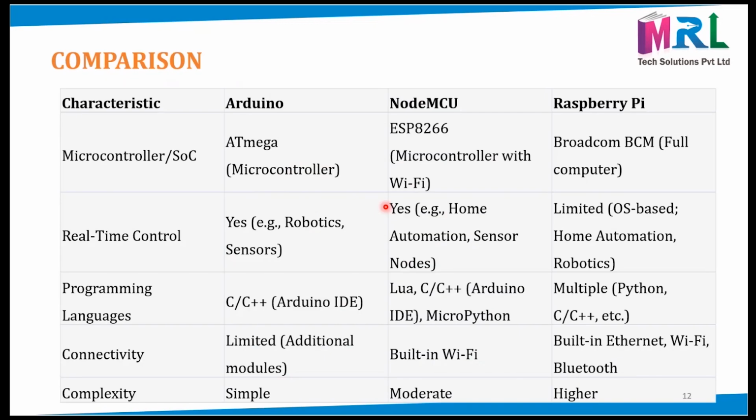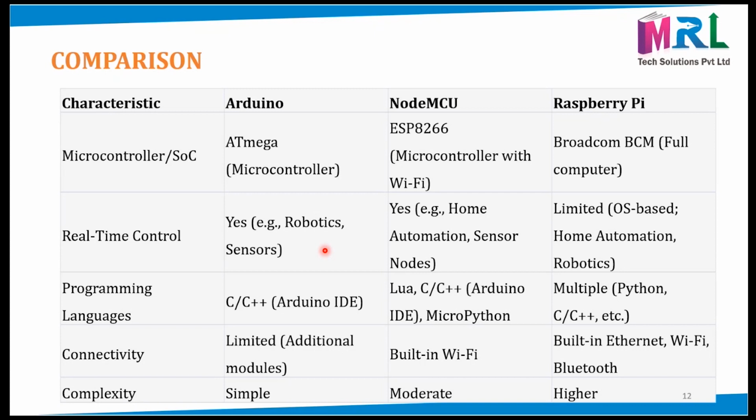So here I compare three different embedded development kits. First one is Arduino, second one is NodeMCU, and third one is Raspberry Pi. The microcontroller in Arduino is Atmega, in the NodeMCU they use ESP8266, and Raspberry Pi uses Broadcom BCM. In real-time application, the Arduino is used for robotic applications. NodeMCU is generally used for home automation. Raspberry Pi is used for OS-based home automation and robotic applications.